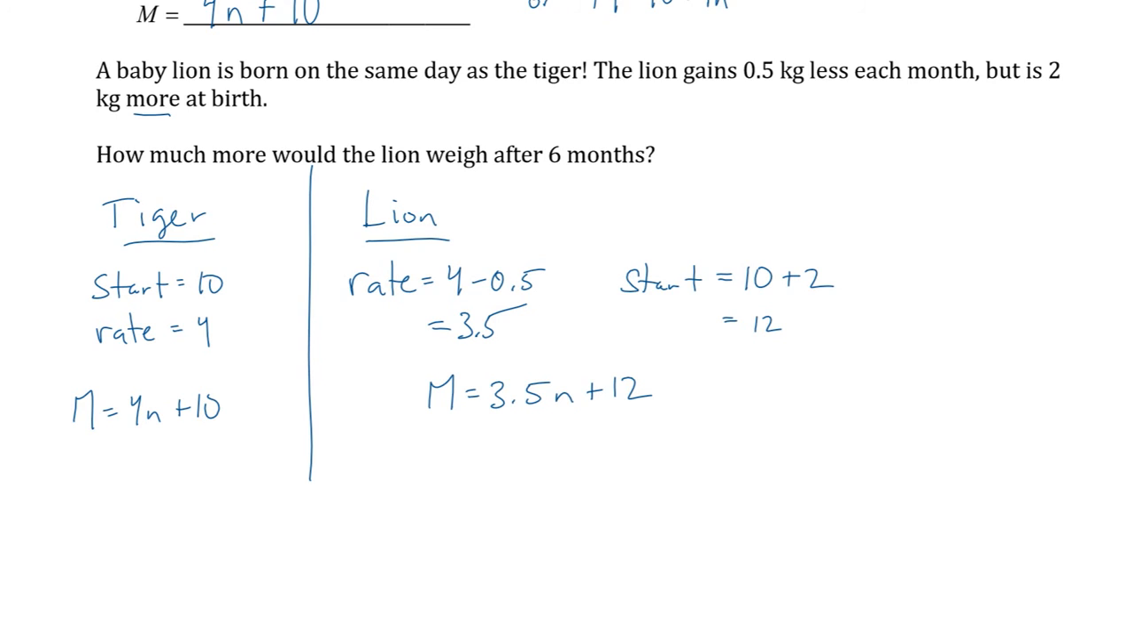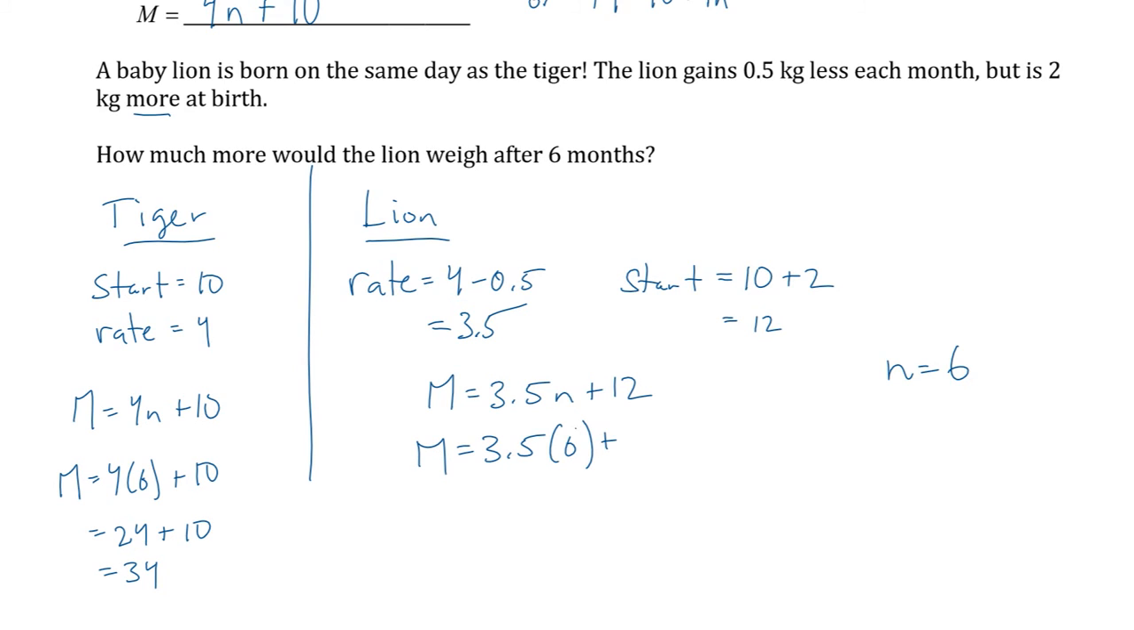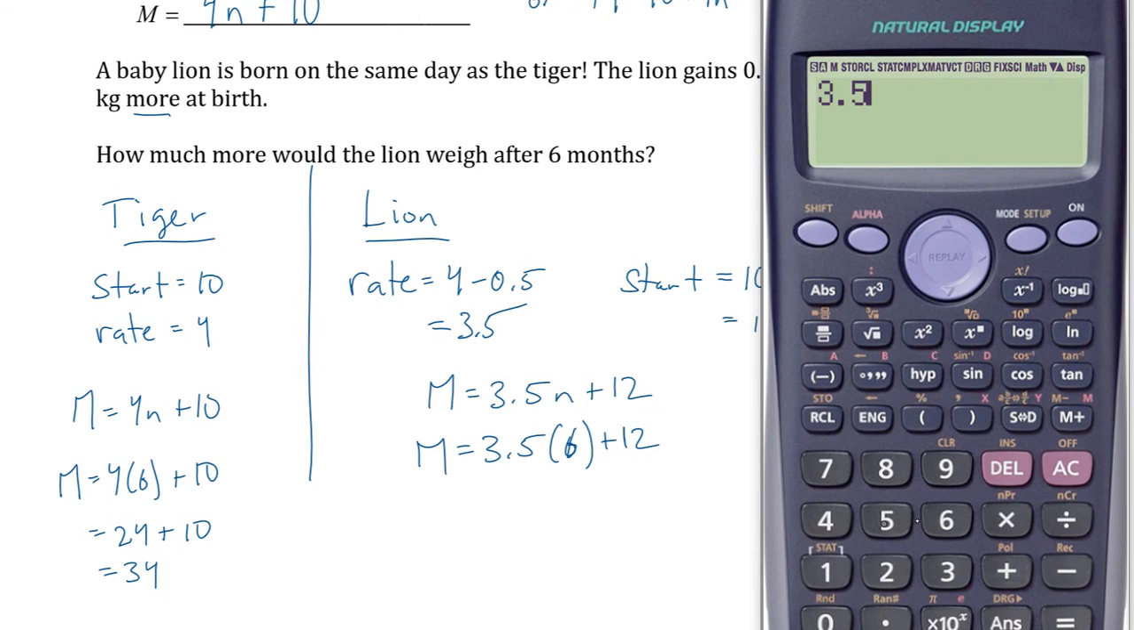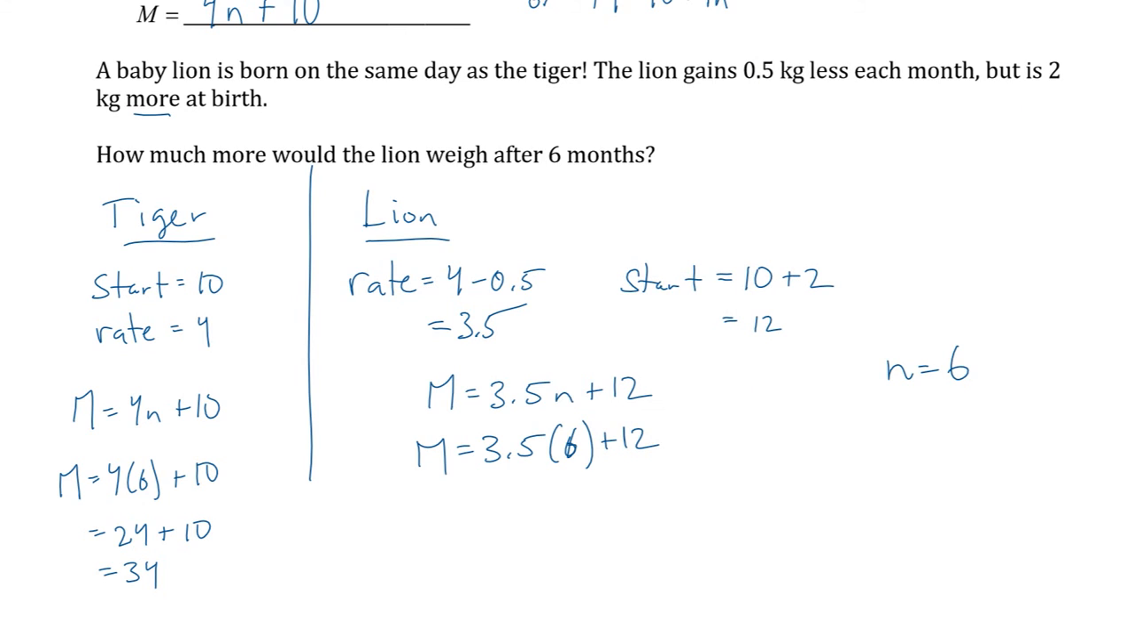So that means n equals 6, because that's the number of months. So for this one, it's 4 times 6 plus 10. 4 times 6 is 24, plus 10 is 34. Okay, 3.5 times 6. And I've always said this, sometimes you can do this stuff in your head, sometimes you can't. If it's a decimal, maybe that makes it harder. So 3.5 times 6 gives you 21. So that equals 21 plus 12, which is 33.